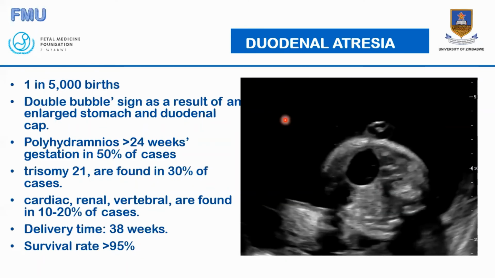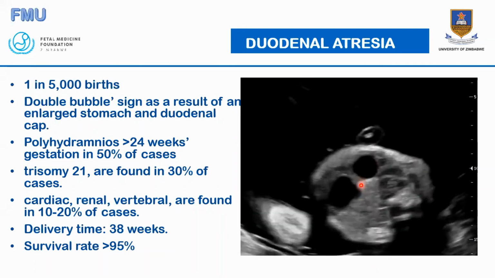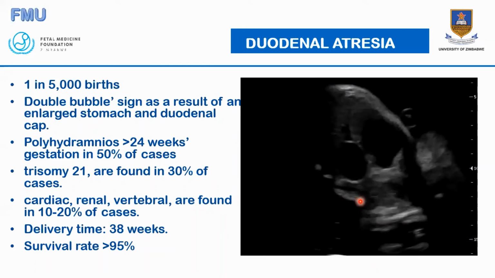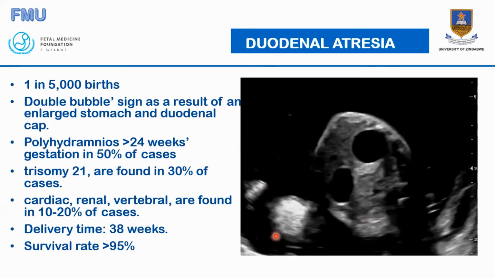This condition comes associated with polyhydramnios, where the baby is swallowing, but is not able to take the fluid to the small intestines and the large intestines where it is supposed to be absorbed. So fluid will tend to accumulate, and they will have polyhydramnios. How common is it? 1 in 5,000 births, but prenatally they are more common than that.